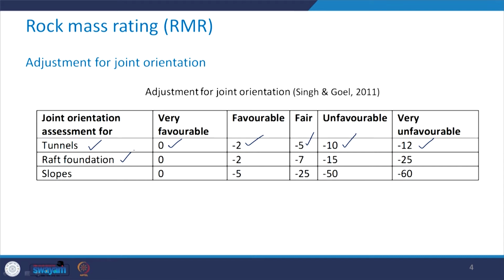In case you have a raft foundation, then this row is giving you the rating for the joint adjustment. Then for the slope it is the last row. You can see that for very favorable condition it is 0, and for very unfavorable condition it is minus 60. So this table gives us the idea about the joint orientation adjustment for 3 different cases: tunnels, raft foundation and slopes.